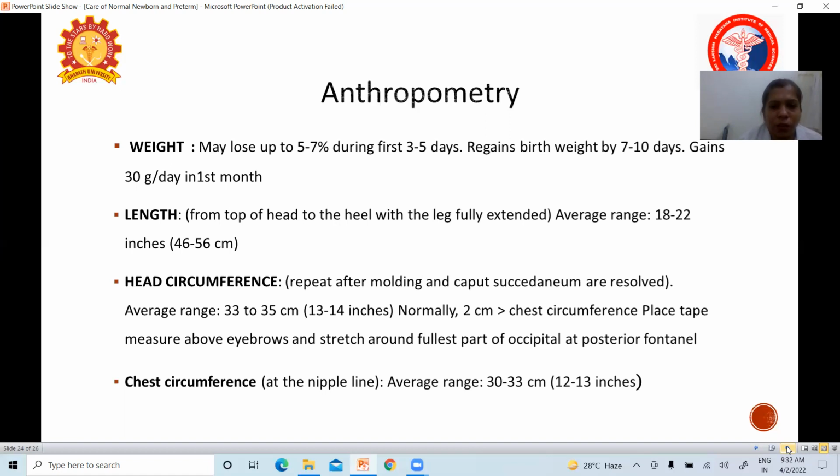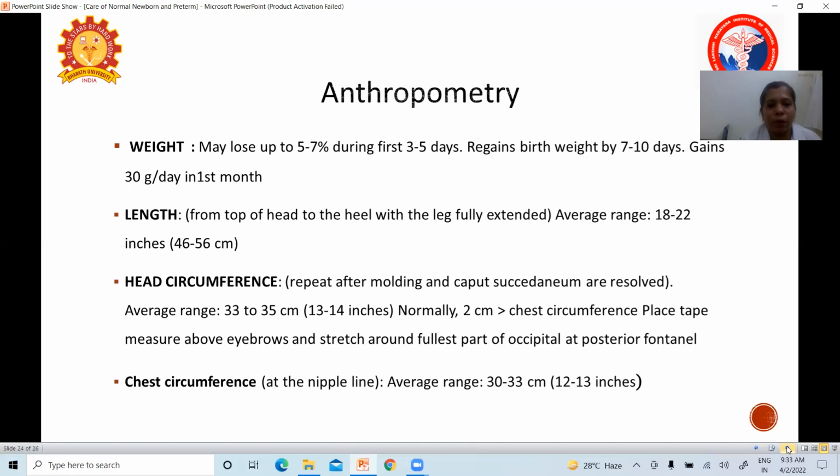Then length. With the help of an infantometer, we can measure the length of the baby from top of head to the heel with the fully extended leg. Roughly, a normal term baby should have a length of around 45 to 50 centimeters, 46 to 56 centimeters. This is the average expected length for the normal term healthy newborn.